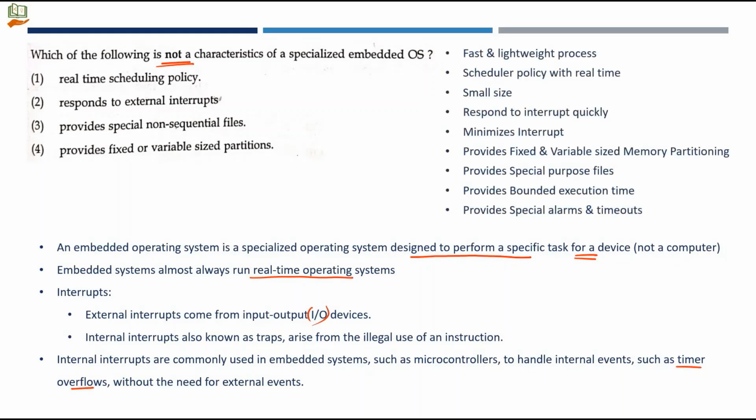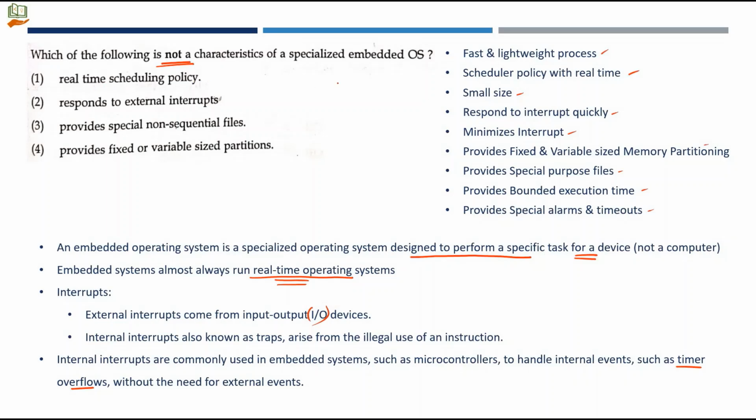Now let's see the features or the characteristics of specialized embedded OS. It's fast and lightweight process because you are not going to give the complete package of OS here. Whatever is needed for the device, that alone is going to be given. Scheduler policy with real time because they have told it runs real time operating systems. Since we use real time operating systems, we go with real time scheduling policy. It is small in size. It responds to interrupt quickly. It minimizes interrupt. It provides fixed and variable sized memory partition. It provides special purpose files. It provides bounded execution time. And it provides special alarms and timeouts. Now let's check the options.